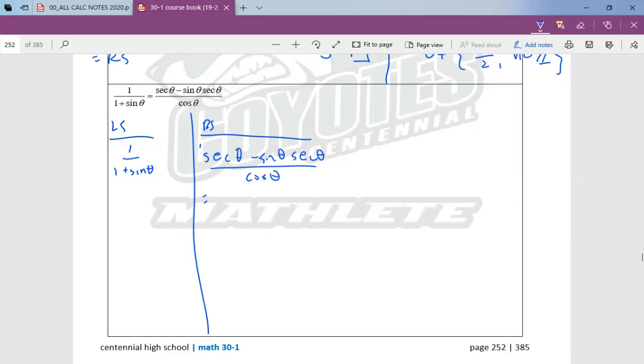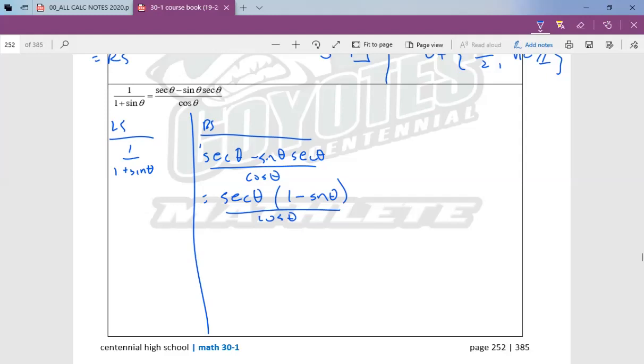Strategy number 7, like we just said in the last question, is to factor. If there's stuff that we can factor away, hopefully we can divide stuff out. Therefore, we can factor out a secant theta, which leaves me behind with 1 minus sine theta over cos theta. Now, here's what I mean by keeping an eye on the other side.